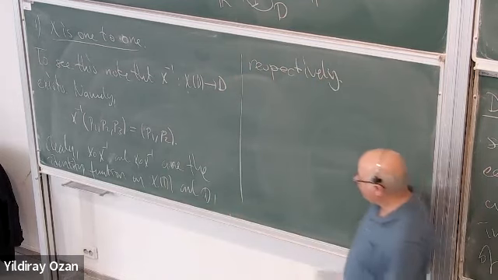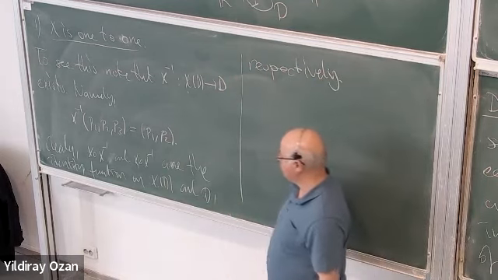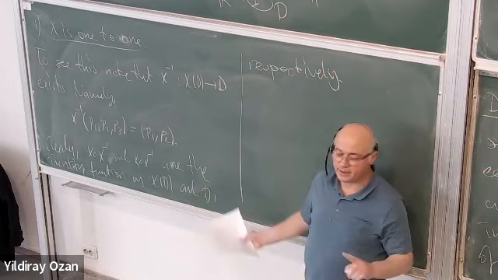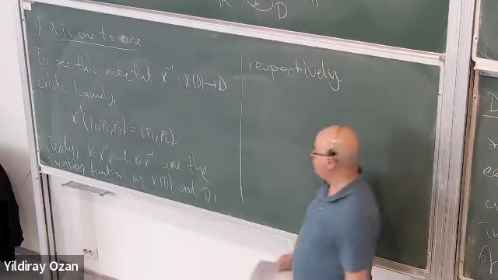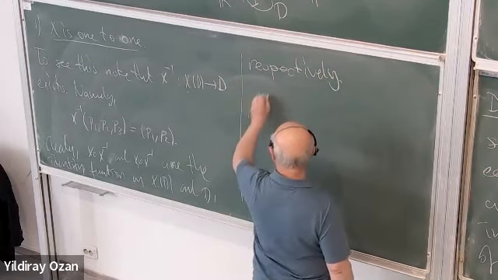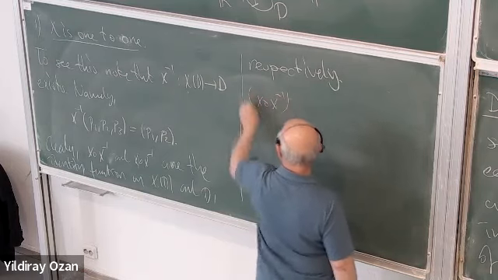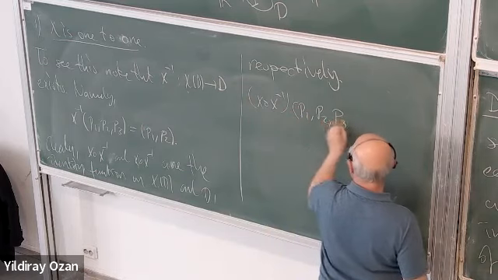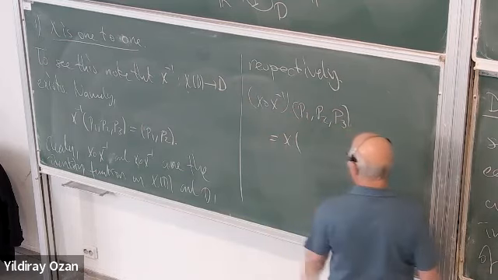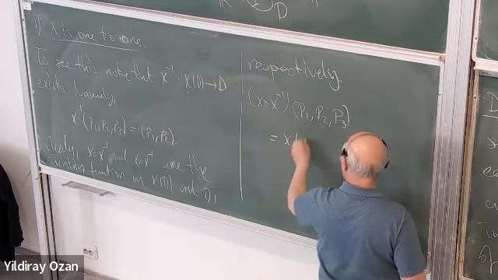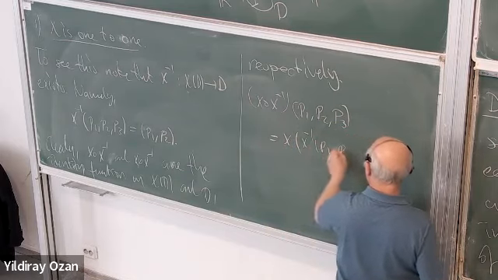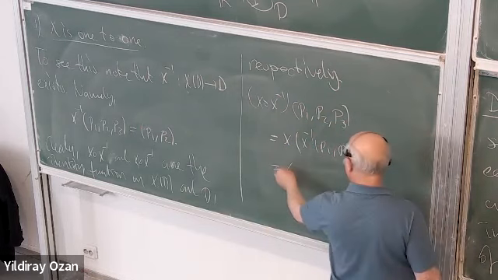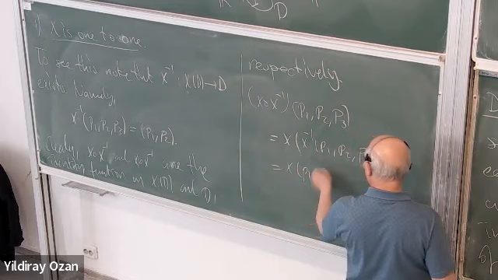Right? Both of them are identity functions. If you go first by X and then X inverse, right? Let me do one of them. So P1, P2, P3. What is this? This is X of X inverse of P1, P2, P3. But this is just P1 and P2.